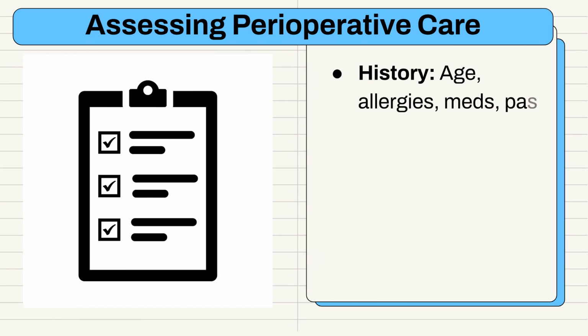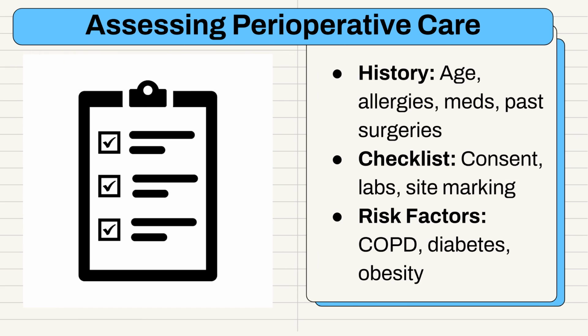First up, assessment in the preoperative phase. This starts when the patient decides on surgery. Your job, gather a thorough history. Ask about age, allergies, especially to iodine or medications, current meds, including herbals, and past surgical or anesthesia experiences. Don't forget tobacco, alcohol, or drug use, and check their understanding of the procedure. For example, a 65-year-old patient with COPD is at higher risk for pulmonary complications, so note that.